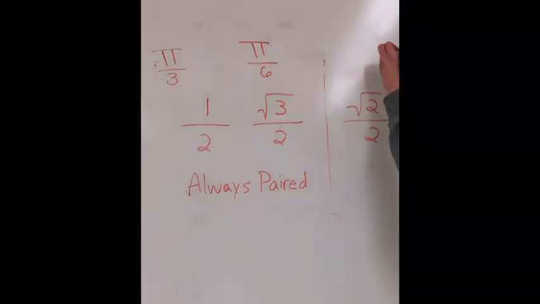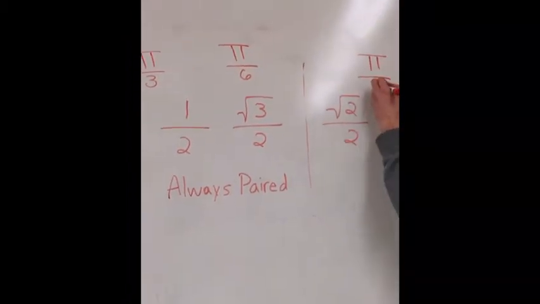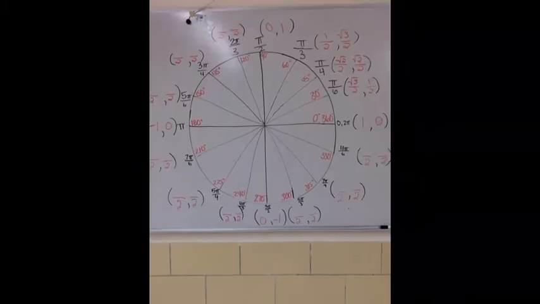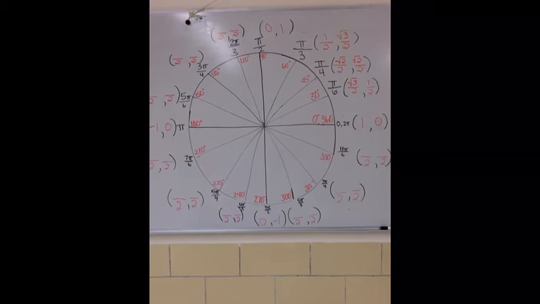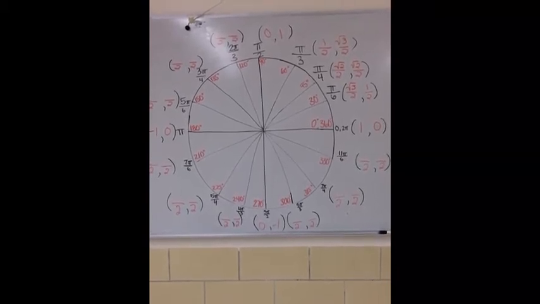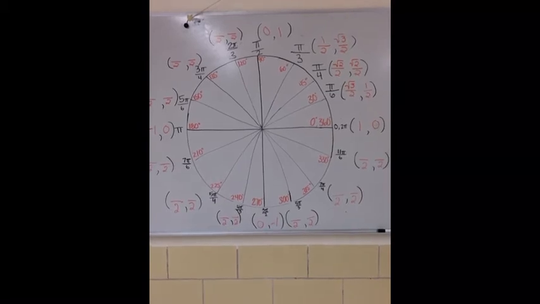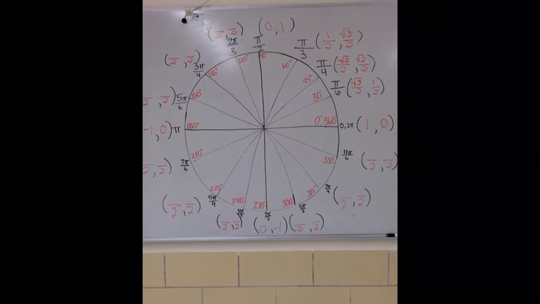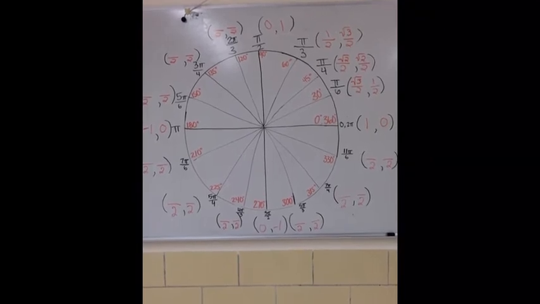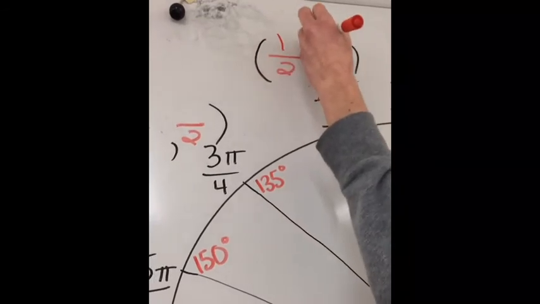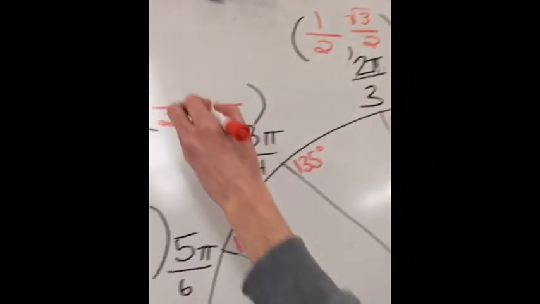Anything with a denominator of 4 will be square root 2 over 2 because 2 times 2 is 4. Pi over 6 has a denominator of 6, so square root 3 over 2 will be first, and it's always paired with 1 over 2. Lastly, you'll have pi over 3. The denominator is 3, so you know 1/2 will be first, and it's always paired with square root of 3 over 2. You will continue this pattern throughout the circle.